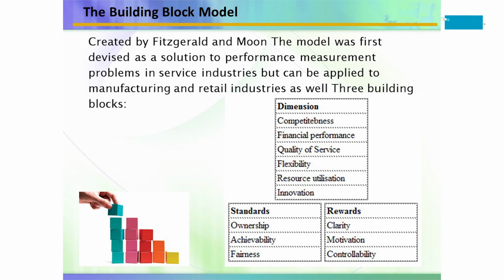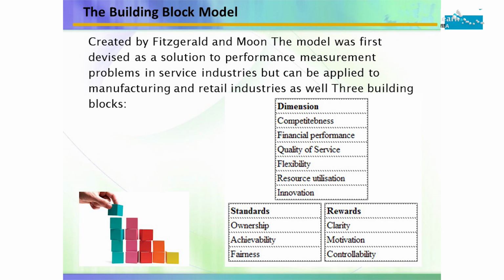The dimensions are the Fitzgerald and Moon version of the balanced scorecard. The balanced scorecard has got 4 measures, Fitzgerald and Moon have got 6. And their 6 measures are the results of a good performance, which is competitiveness in the marketplace and financial performance, and the determinants of those results, which are things like quality of service, flexibility, resource utilisation and innovation. And what they say is that successful businesses need to have all 6 measures, or should have all 6 perspectives within their measurement system. They also point out for measurement systems to operate properly, they need 2 other things.